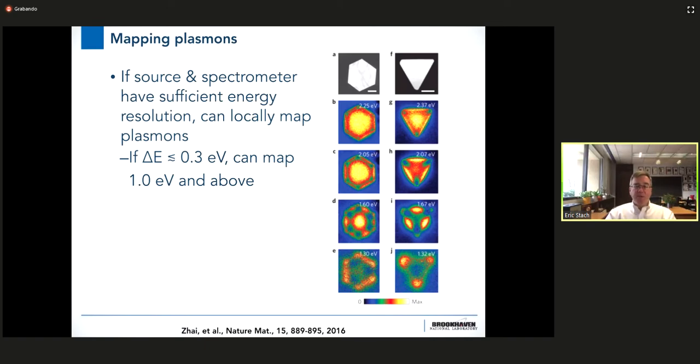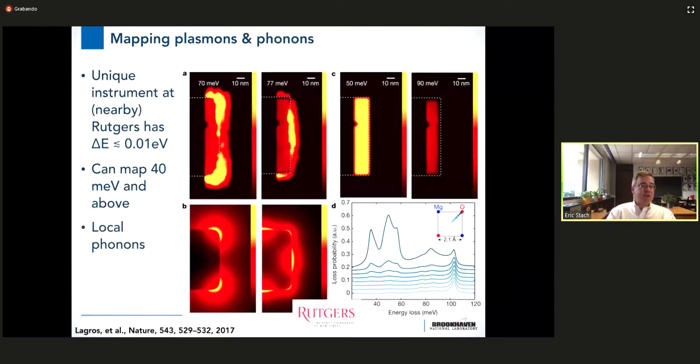There's also, if you have an extremely good microscope, about 1, 2, 3, 4, 5 present in the world right now that have extremely good energy loss capabilities. They're designed to do this type of experiment. There's one at Rutgers. It was the first, and I say nearby because that's just up the road from Penn and down the road from Brookhaven. It's a unique instrument that actually has 0.01 eV resolution, and that allows you to look at things like phonons. Not an easy experiment, but it can be done because they have resolutions that allow you to extract as low as 40 millielectron volts.